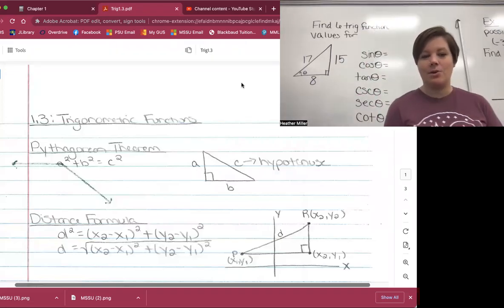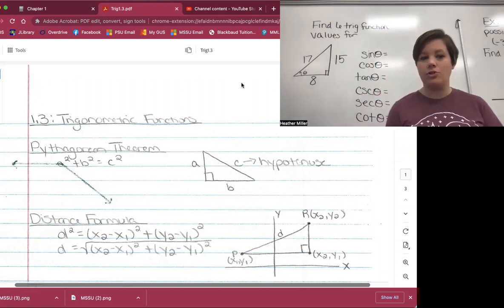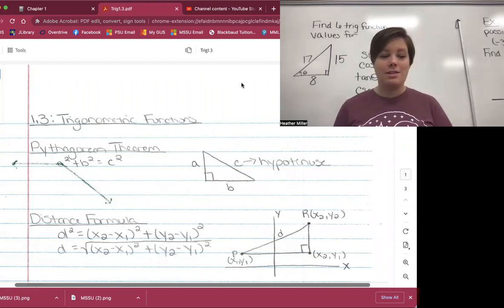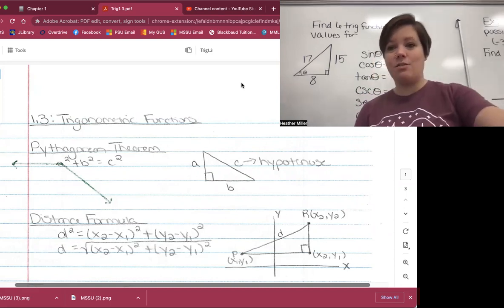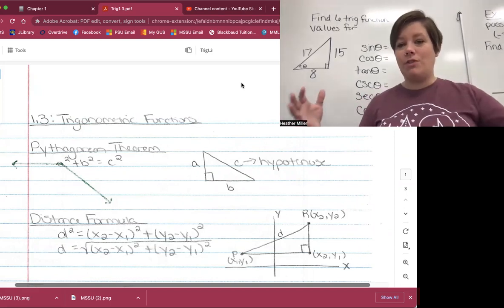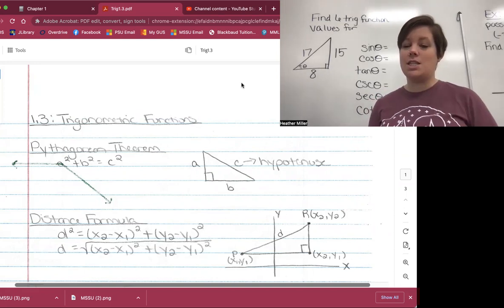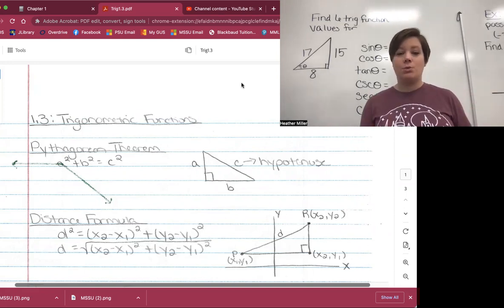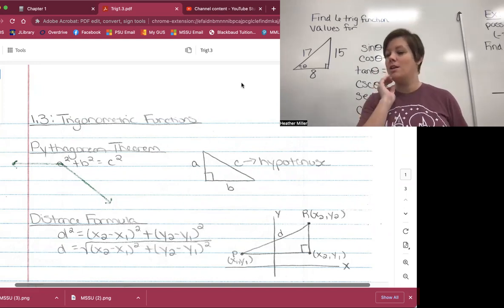Hey guys, so today we are going to do chapter 1, section 3, which is all over trigonometric functions. This is kind of one of those cornerstone sections for trigonometry. This is where we finally start talking about sine, cosine, tangent, cosecant, secant, and cotangent. It's where we start seeing how these play out with triangles and angles and everything.